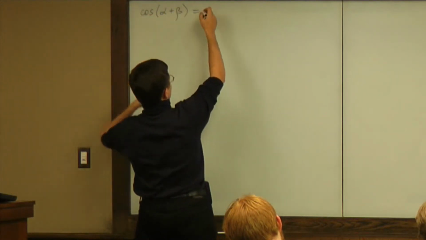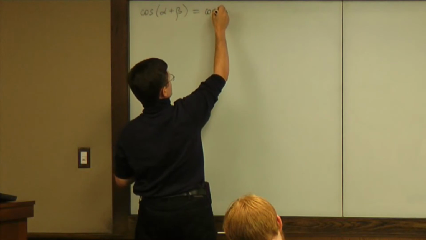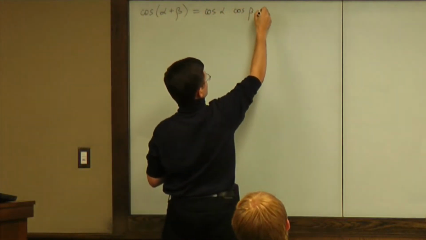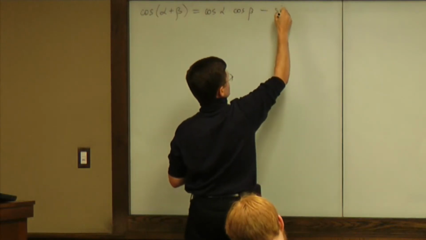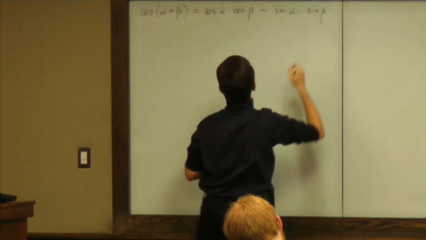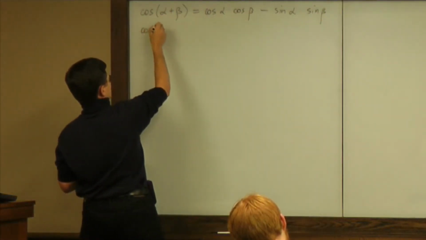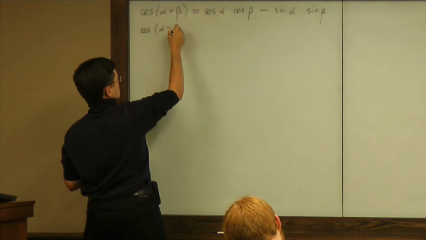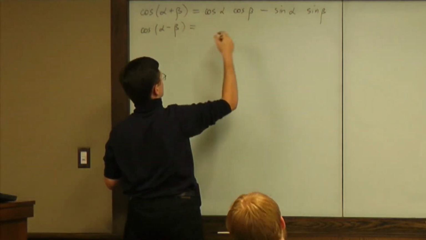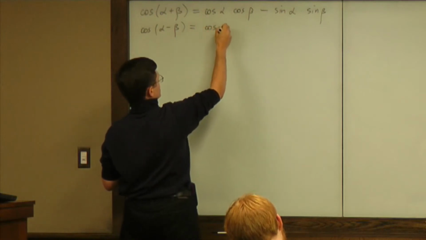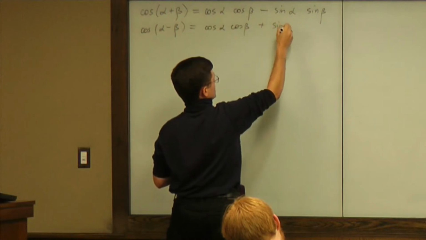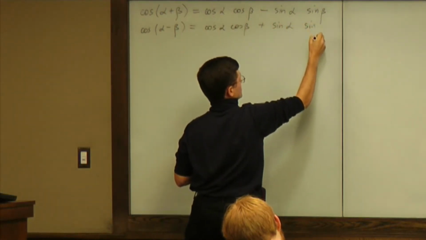So the cosine of the sum is cosine alpha times cosine beta minus sine alpha times sine beta. Cosine of the difference is similar, except for minus, there we have plus. So it's cosine alpha cosine beta plus sine alpha sine beta.